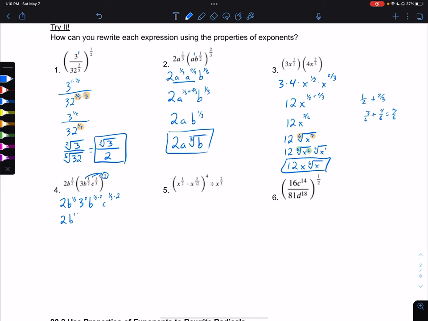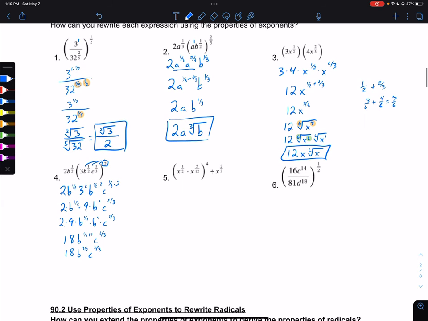So 2b to the 1/2, 3 squared is just 9, that's easy. B to the 1/2 times 2, that's going to be b to the 1st, and then we get c to the 2/3 power. All right, I'm going to rewrite this with like terms next to each other to avoid some confusion. 2 times 9 is 18. B to the 1/2 times b to the 1st, we're going to add those, so that's going to be 1/2 plus 1. C to the 2/3, we cannot do anything with. So 18, b to the 3/2, c to the 2/3.